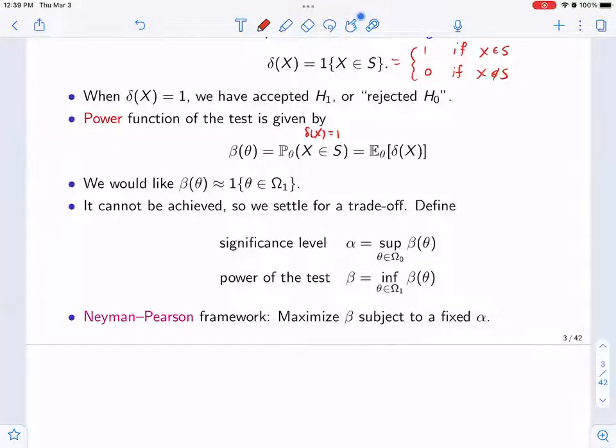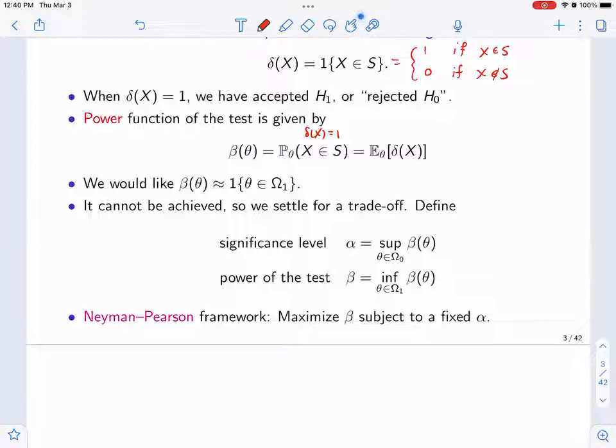Because we can't achieve this, we usually work with the best possible over each set. So you want beta of theta to be large over omega 1, and you want it to be small over omega naught. So you look at the maximum that it can be over omega naught. We call this the significance level, or the level of the test, alpha. And the smallest that it can be, the infimum, over omega 1, that's the power of the test, beta.